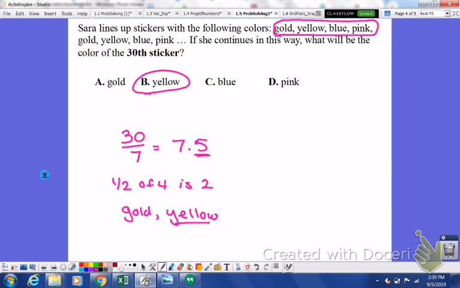Again, this was one that we pretty much just jumped right into. Now, you could have written all those colors out until you got to 30. 30 is not a terrible number to have to count up to, but if I had asked what's the 330th sticker, obviously you would not want to have to write those out 330 times. So using a little bit of logic, a little bit of strategy, we can cut out a lot of the work.